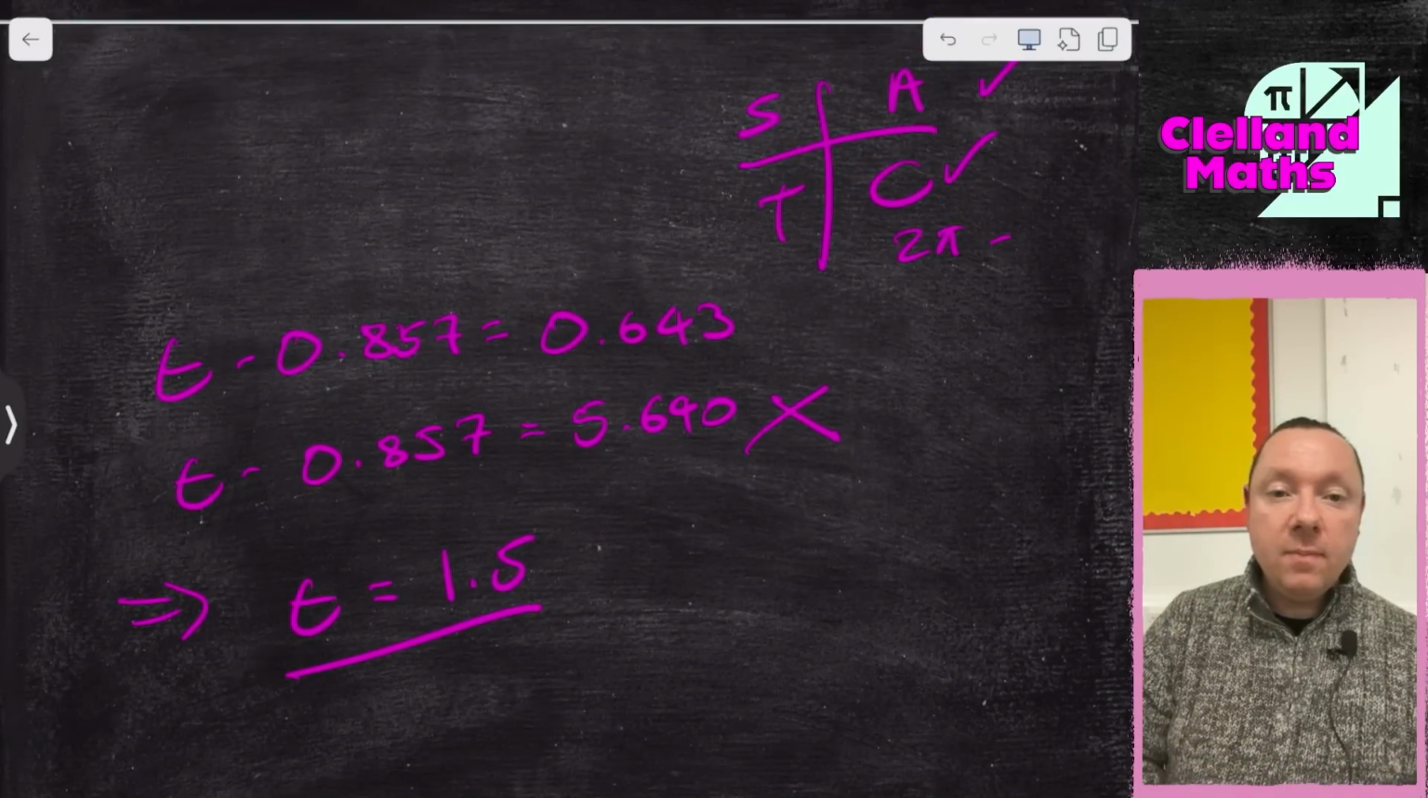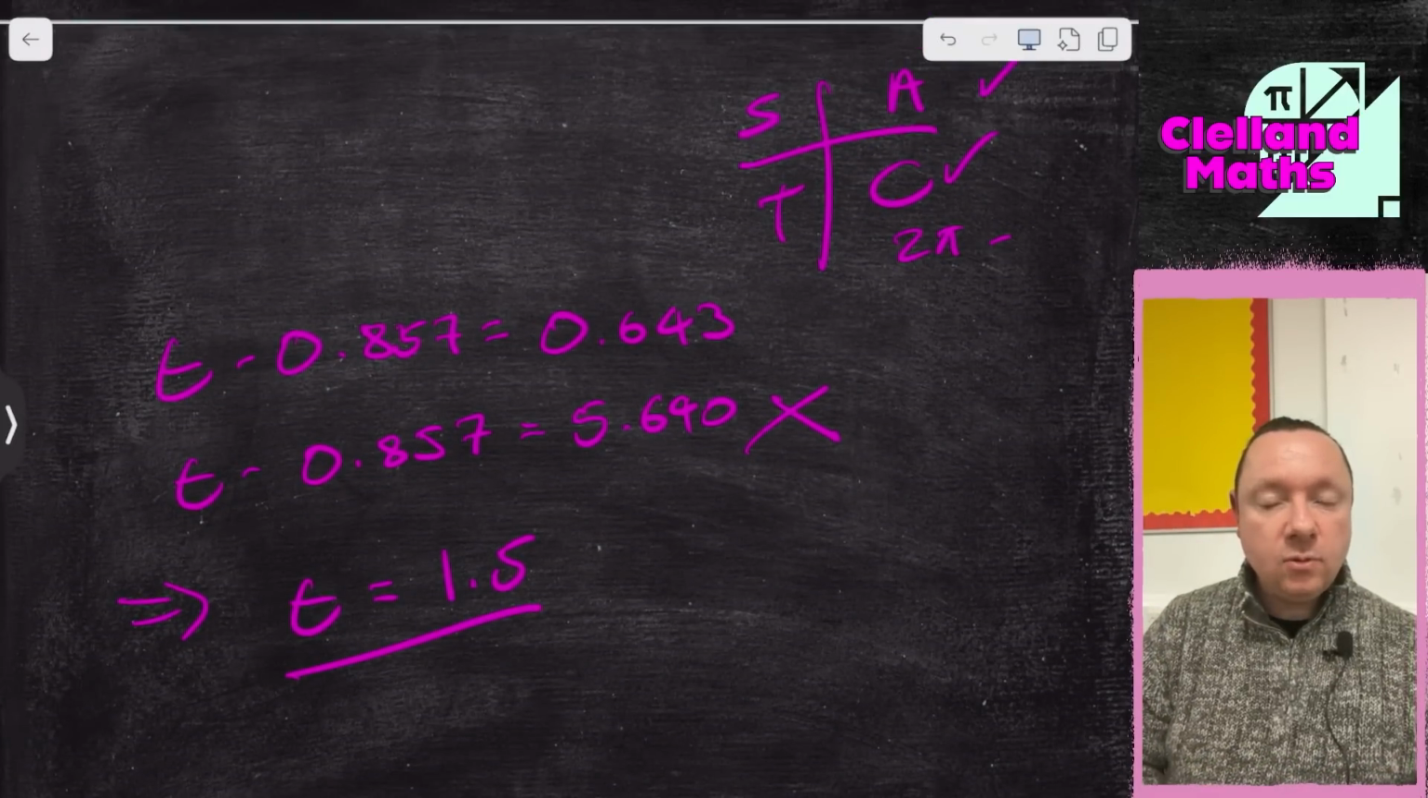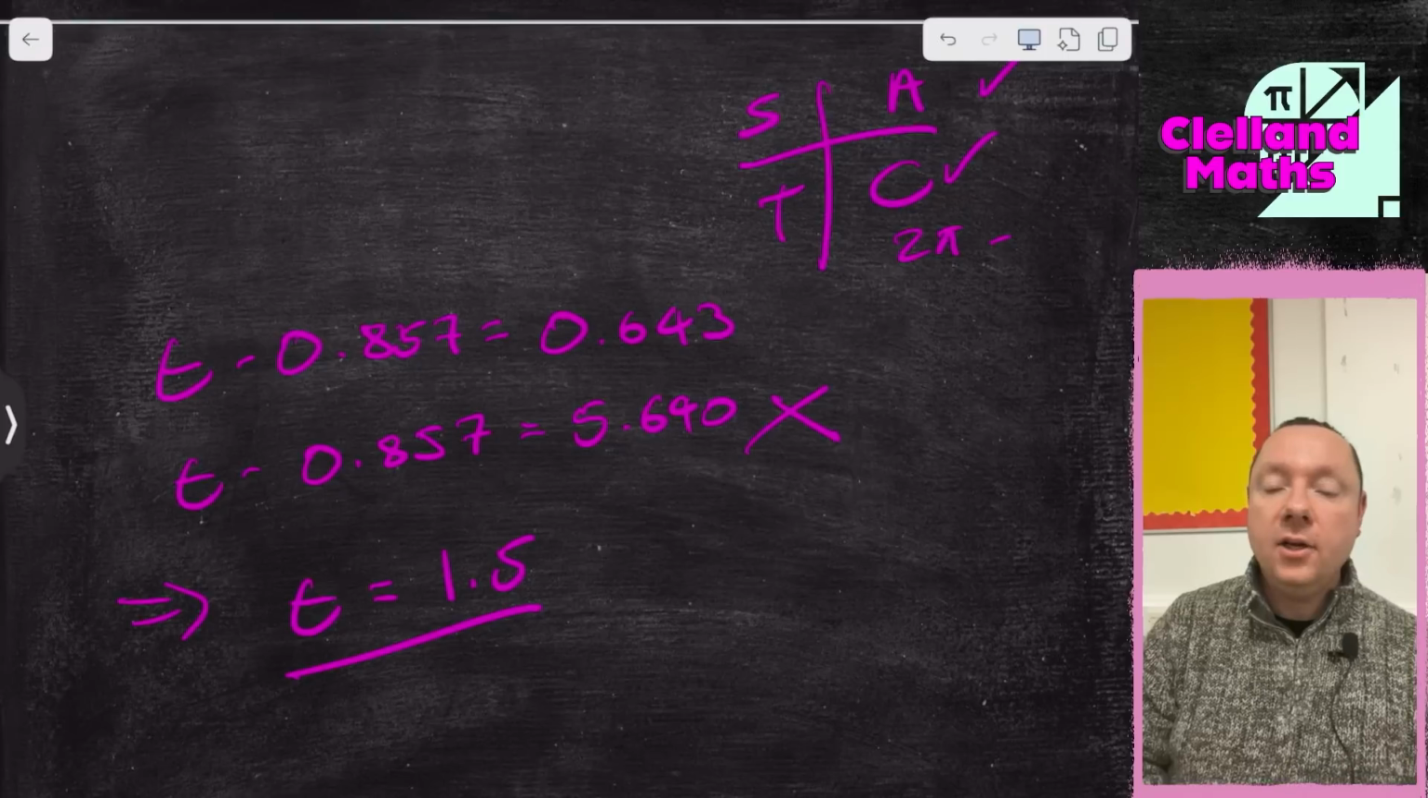So we're done there. This has been Clever Maths. Today we did SQA Higher Maths 2025 Essential Skills Paper 2. Hopefully you found that useful.